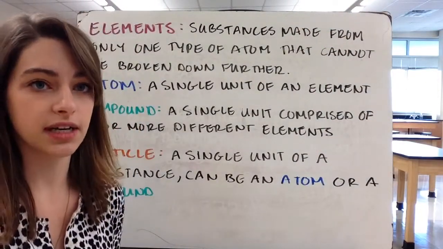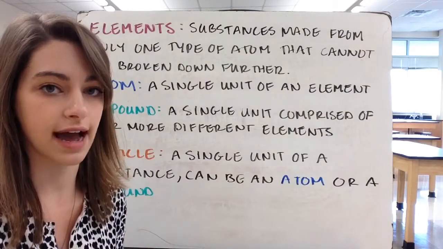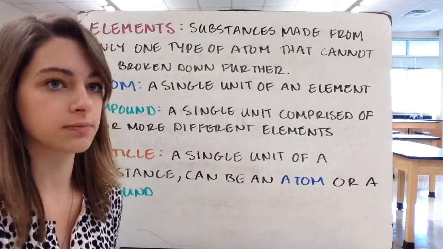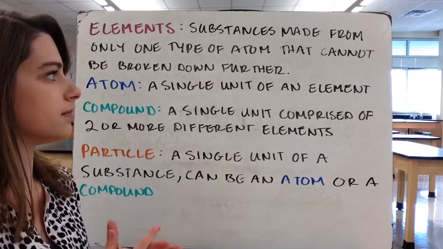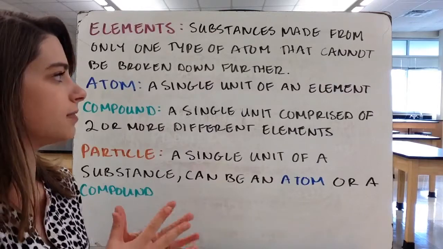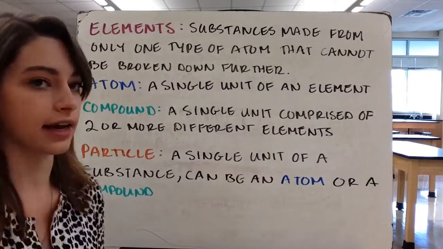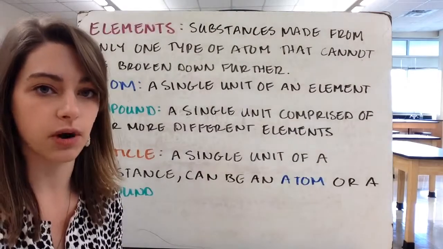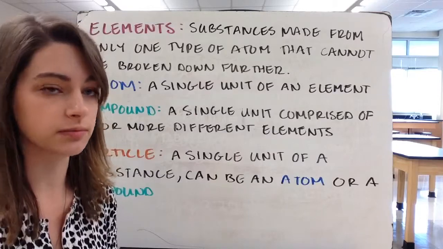So just so that everybody is on the same page, we're going to run through kind of our basic definitions of our now language of chemistry. So the first thing that we want to define is an element, and we say that elements are substances made from only one type of atom, so that was from Dalton, that cannot be broken down any further. So atoms are the smallest particles that we have. At this point, our atoms have no internal structure.